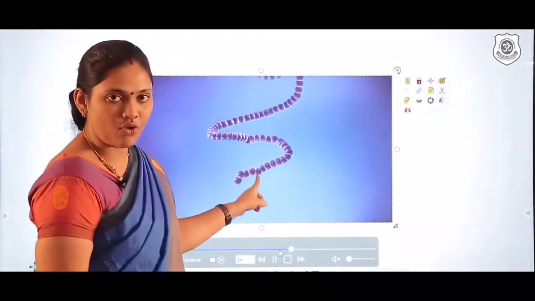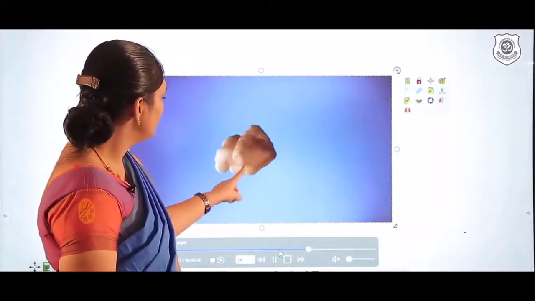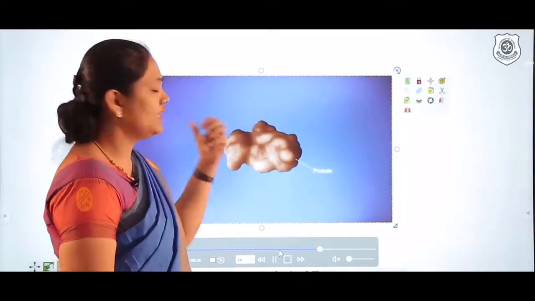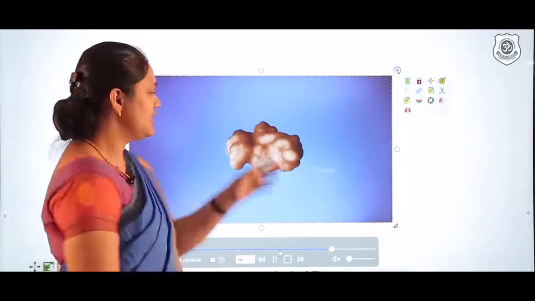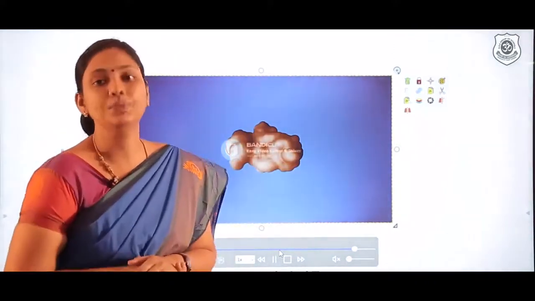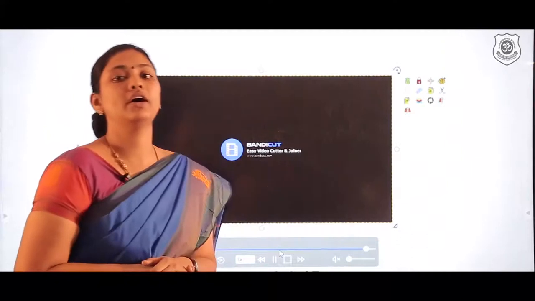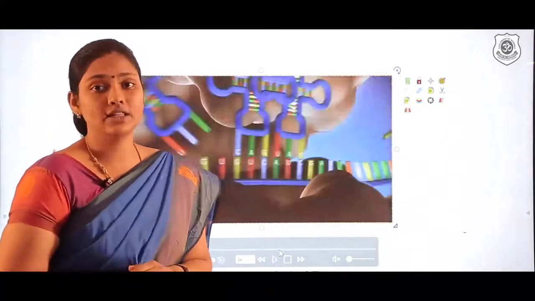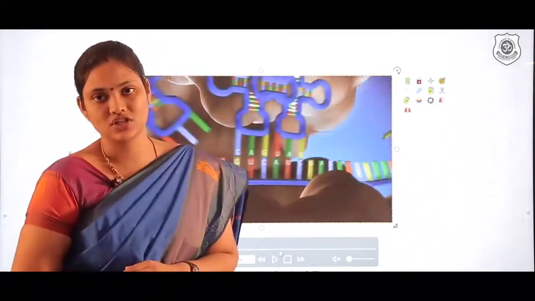Once the proteins are formed, they come out of the nucleus and they will execute their functions. These proteins, whichever have formed out of this transcription and translation, could be a hormone or an enzyme, or it could be anything which may take up any functionality.